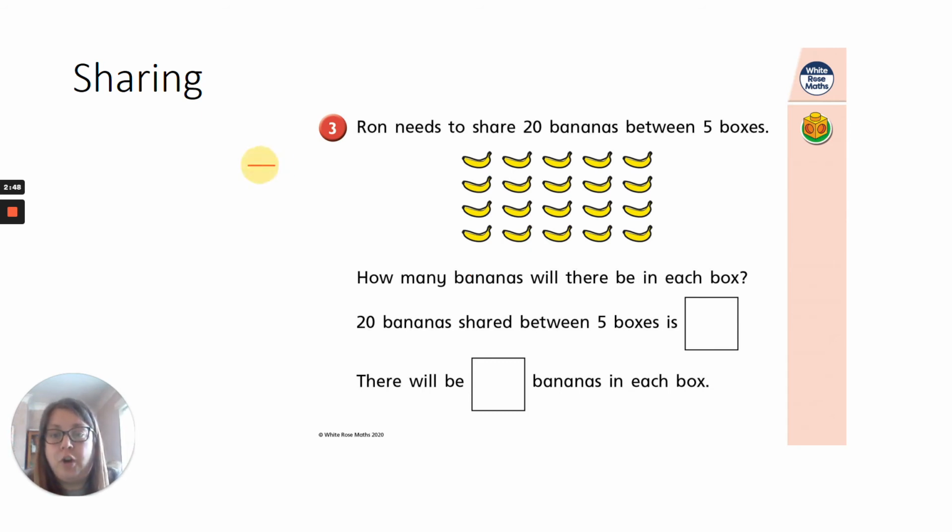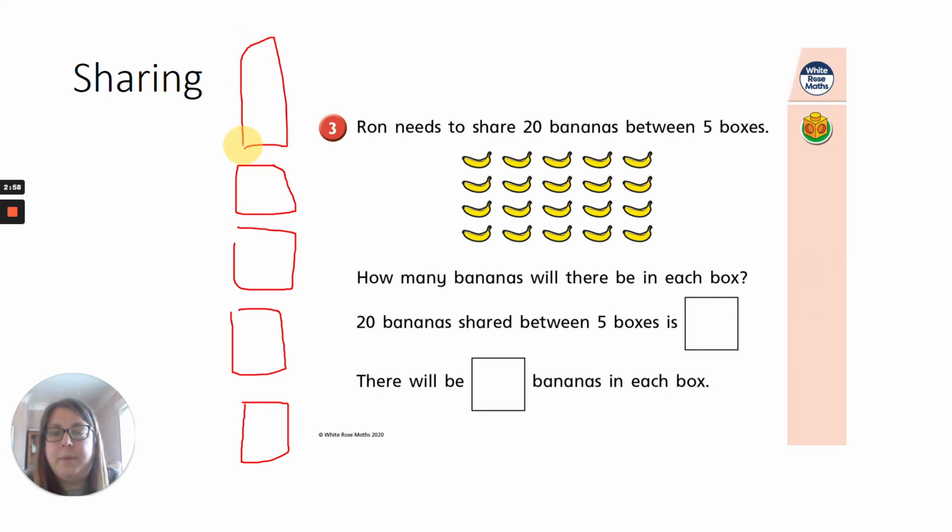Okay, so you might want to draw 5 boxes. So there's 1, 2, 3, 4, and I'll do one at the top so I've got a bit more room. Whoop, that's a big box. 5, and then draw the bananas in them. So you'd go 1, 2, 3, 4, 5, and then go again until you get 20. 6, 7, 8, 9, 10. Okay, until you get to 20. I'm not going to go any more because otherwise I'll tell you the answer. So then however many are in each box is your answer. Off you go.